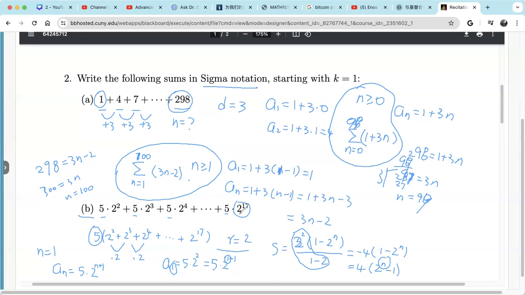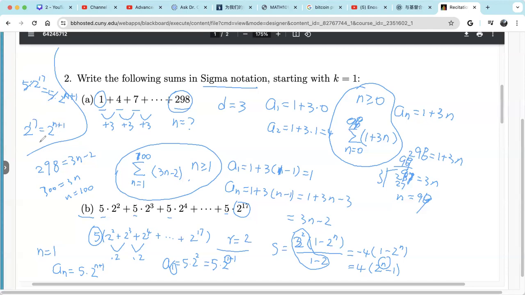Now I have 5 times 2 to the 17th power. That equals 5 times 2 to the n plus 1 power. So I divide by 5 to simplify those. I get 2 to the 17 equals 2 to the n plus 1.